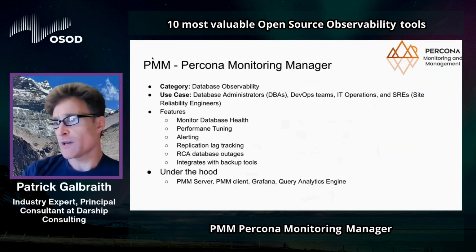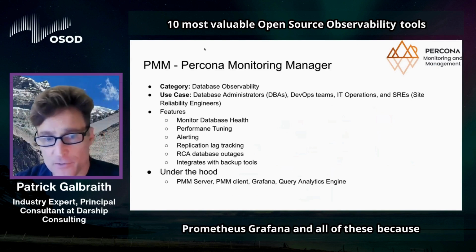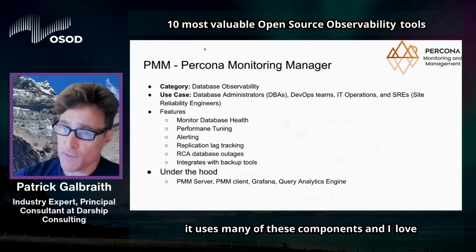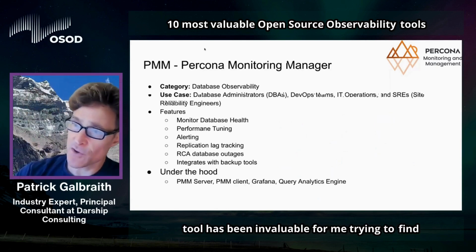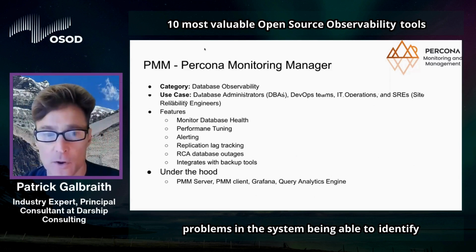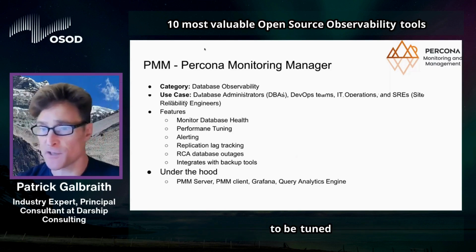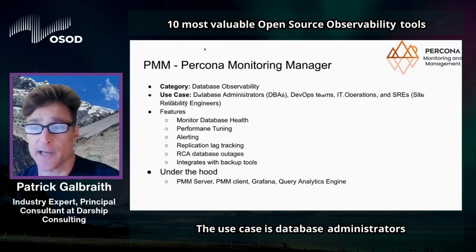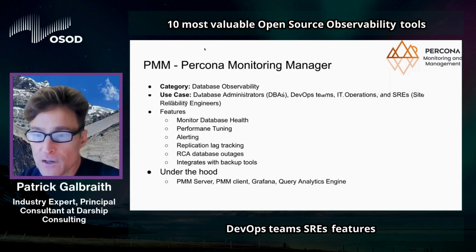And then, of course, storage is S3, or S3-like stores, or any object store. PMM, Percona Monitoring and Management. I've included this in the category with Prometheus, Grafana, and all of these because it uses many of these components. And I love Percona Monitoring and Management. Having been a database administrator, this tool has been invaluable for me trying to find problems in the system, being able to identify queries that are slow and what might need to be tuned. So the category of this is database observability. The use case is database administrators, DevOps teams, SREs.